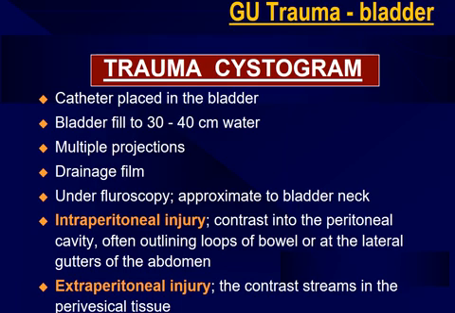Again, we may use fluoroscopy and show this live. Show how the bladder fills and how the bladder empties and in between. In a case with intraperitoneal injury, contrast goes into the peritoneal cavity, often outlining loops of bowel or at the lateral gutter of the abdomen. While in extraperitoneal injury, the contrast will be shown streaming in the perivesical tissue or fat only.